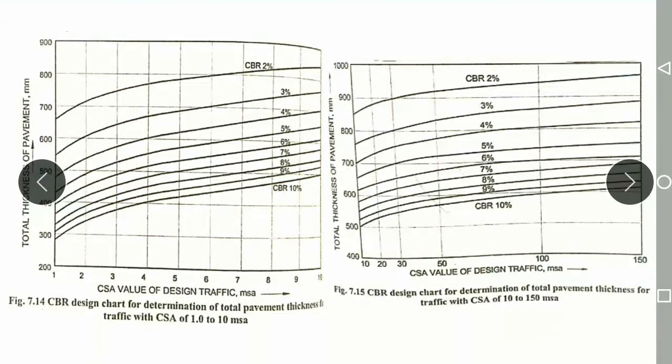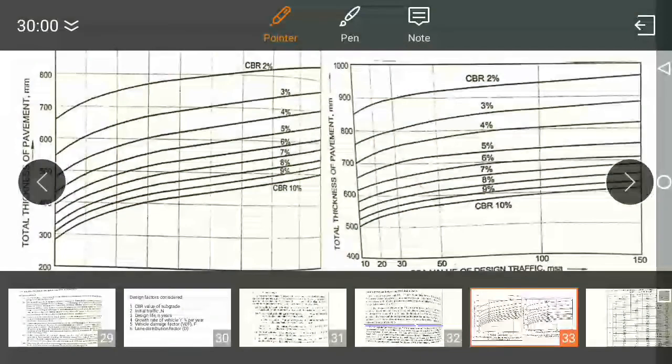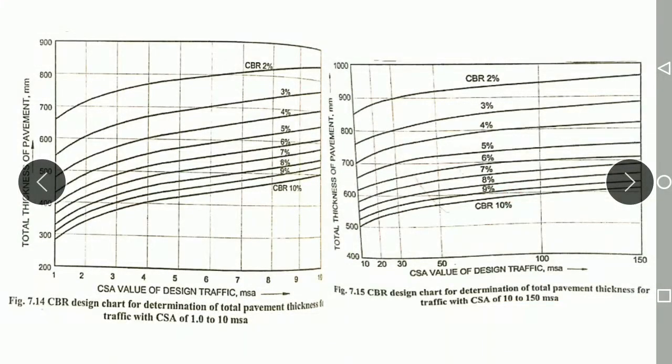If the cumulative standard axle value is greater than 10, that is, if it lies between 10 to 150, then you can use the 7.15 chart. After the increment of 30 cumulative standard axles, there is a gradual variation. So in this graph, the x-axis is a log scale, and the y-axis is a normal arithmetic scale.